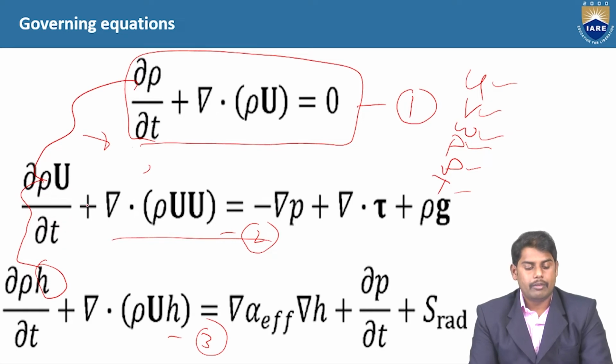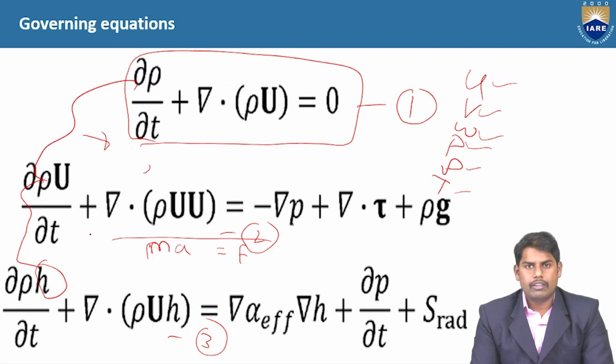The momentum equation comes from mass times acceleration is equal to force. On the left hand side, the terms we have are about the acceleration of the fluid particle, like ∂u/∂t, or del dot rho u u. Basically these terms contribute to the acceleration of the fluid particle.